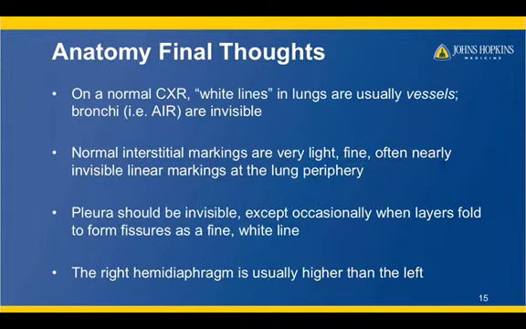Here are some final thoughts on the X-ray. On a normal chest X-ray, white lines in the lungs are usually vessels. Bronchi, which carry air, are invisible. Note that normal interstitial markings are very light, fine, often nearly invisible linear markings at the lung periphery. Pleura should be invisible, except occasionally when layers fold to form fissures as a fine white line. The right hemidiaphragm is usually higher than the left.